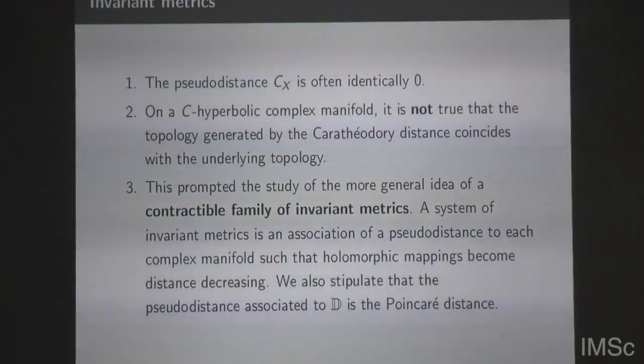So, the general idea is on any complex manifold you equip it with a pseudo distance such that for the unit disk you always put the Poincaré distance, and under this system of pseudo distances holomorphic mappings between complex manifolds become distance decreasing, or in other words contractions. So, that is the general aim, and such a system is called a contractible family of invariant metrics.